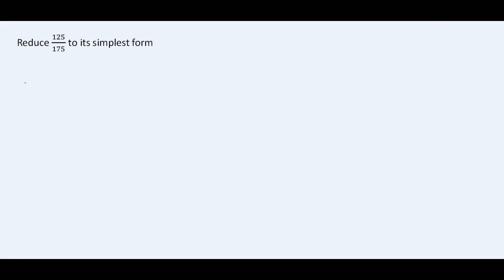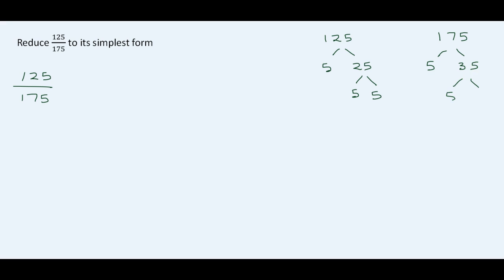And finally, we want to express 125 over 175 in its simplest form. So 125 over 175. We start with 125. We have 5 and 25. And for 25 we have 5 and 5. For 175 we have 5 and 35. And then we have 5 and 7. So 125 is 5 multiplied by 5 multiplied by 5, over 175, which is 5 multiplied by 5 multiplied by 7.